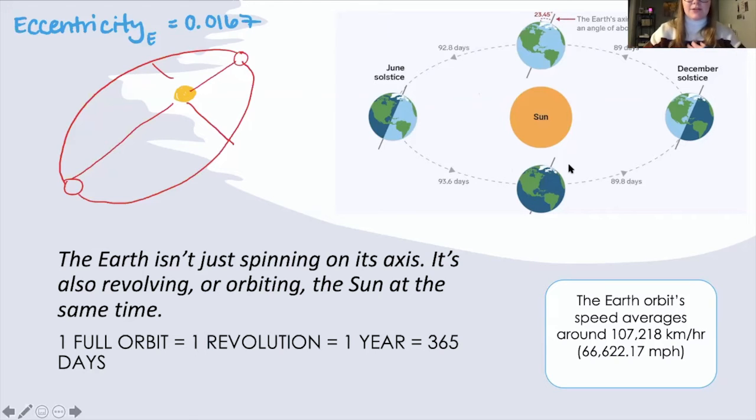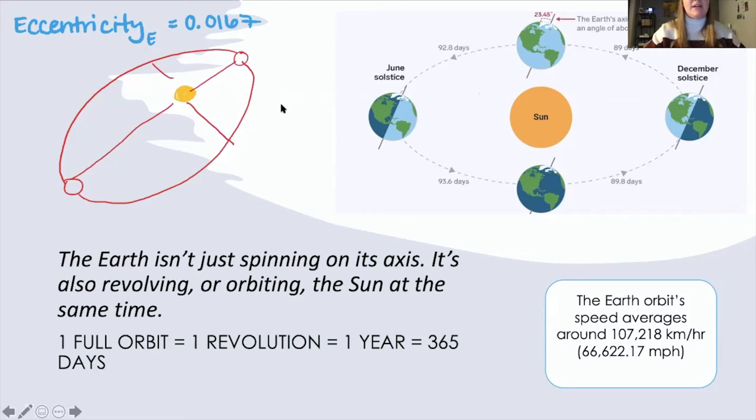So for me, I measure my revolutions around the sun, or my orbits around the sun, on my birthday, which is Halloween. And so I've done 22 revolutions and about a half. So I've done 22 and a half revolutions around the sun, and I've got 6 more months to go before I've done 23.